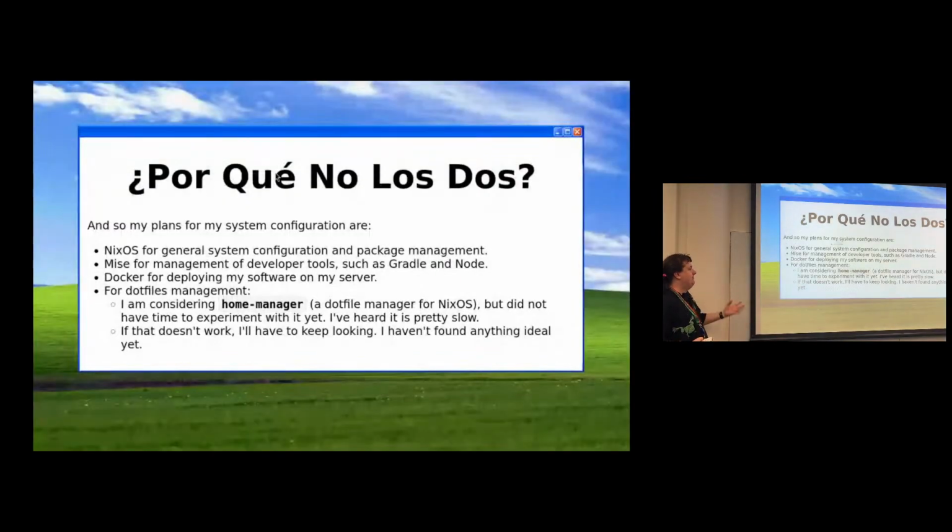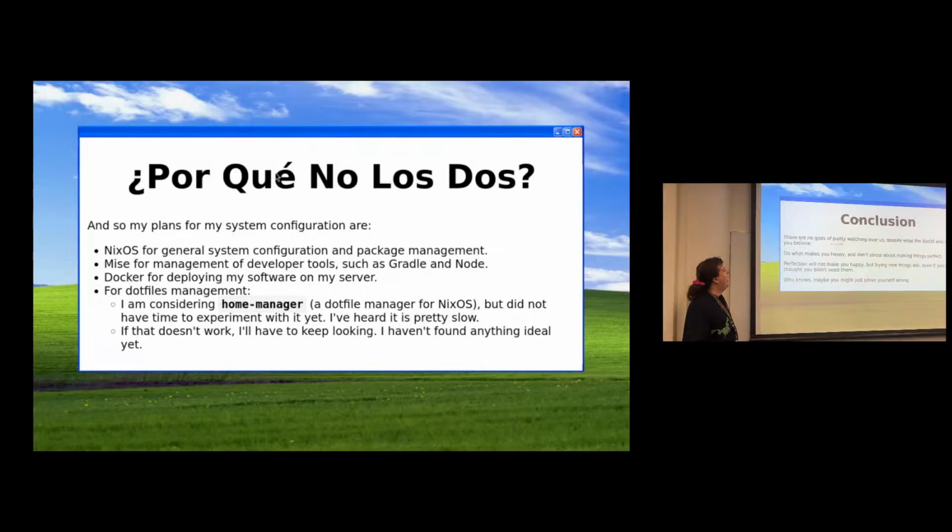So as such, my plans are I'm going to use NixOS for my general system, Mise for management of development tools, Docker for deploying my software on my server, and for files management, I'm not sure yet. Home Manager looks interesting, but also looks slow, so I'm going to have to keep looking.